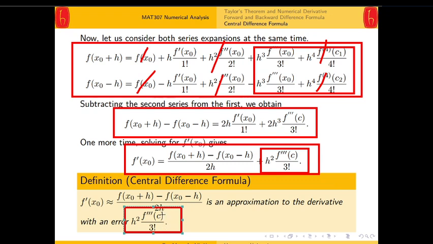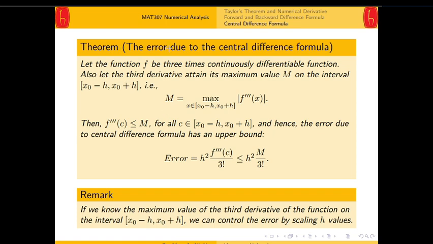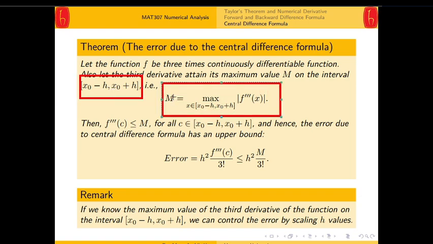Okay, and this point c has to be within x naught minus h to x naught plus h. Okay, some theorem for the accuracy of the central difference formula for an error bound. Let the function f be a 3 times continuously differentiable function. Also, let the third derivative attain its maximum value M on the interval. So here on this interval, it will attain its maximum value M. Then we say M is equal to the maximum value of the third derivative on this interval.